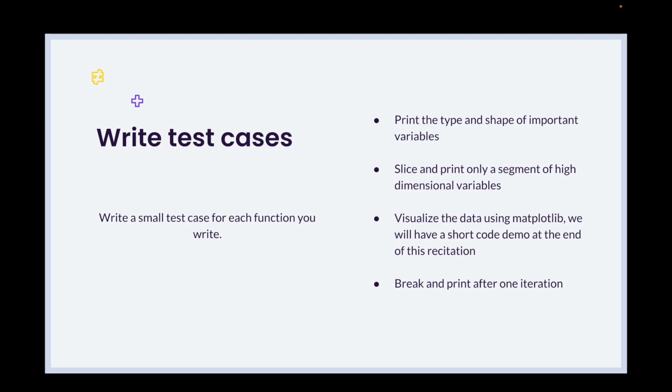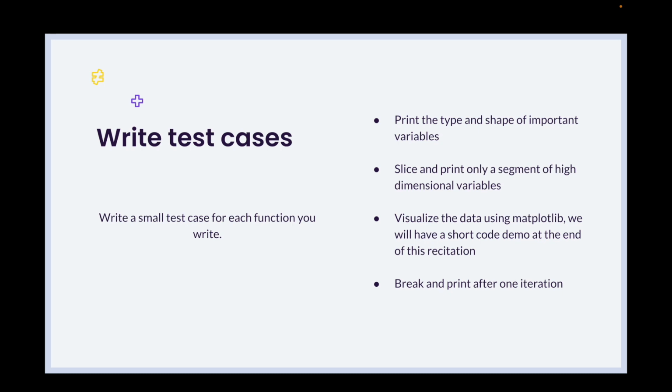Some good practices again are to print the type and shape of your important variables. Most of the data sets that we have would be huge arrays, so there's no point in printing the entire arrays because it will be hard to see what's right, what's not right. Encourage you to slice and print only a small segment of your high dimensional variables.